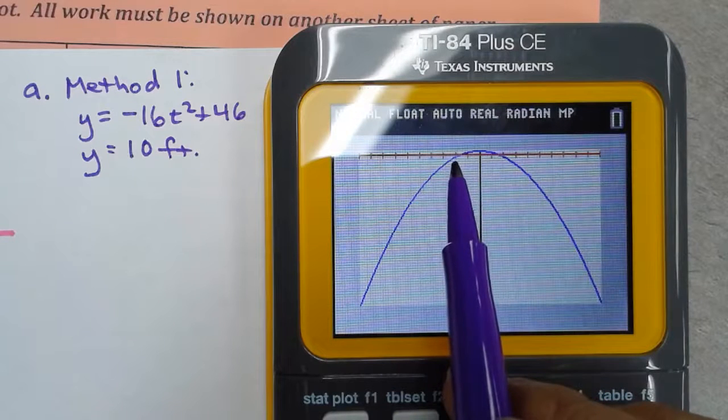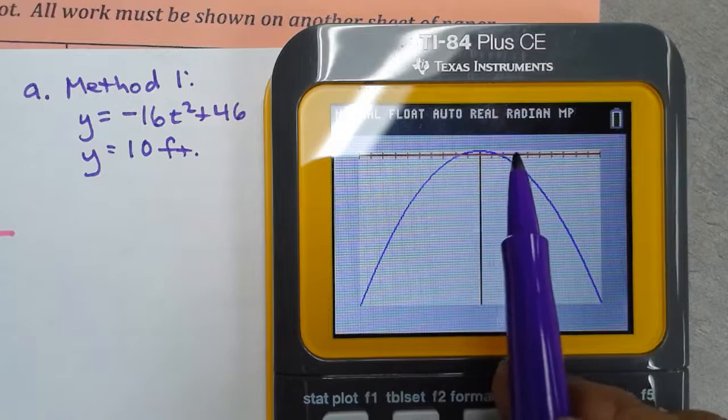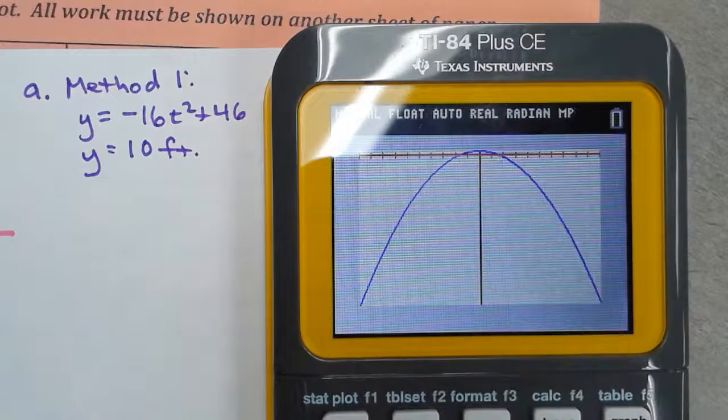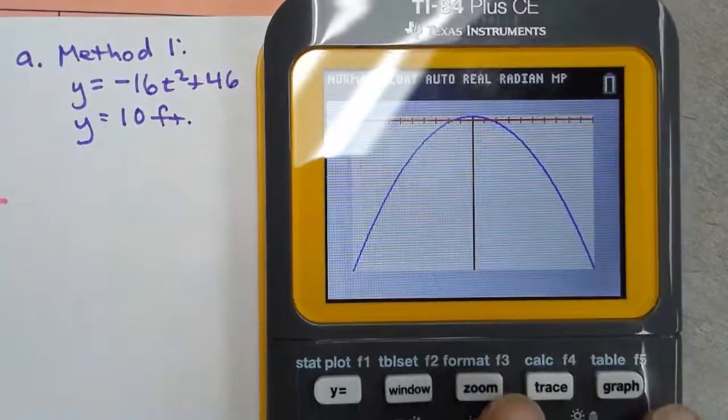Well, can you have negative time? No, you can't. So the only possible value is the one that's right here, which is the positive value. But it's kind of hard to see what that value is. So in order to do that, we're going to have the calculator calculate it for us.